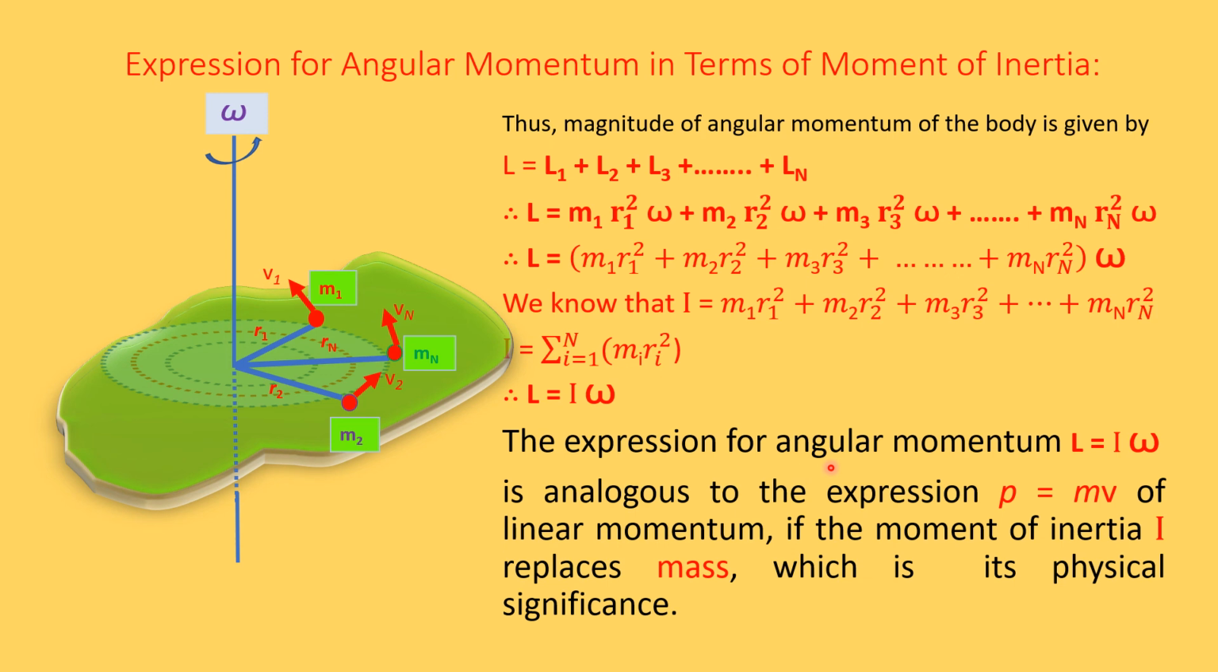This expression of angular momentum, L is equal to I omega, is analogous to the expression P is equal to mv of linear momentum, if the moment of inertia I is replaced by the mass factor m, and that is its physical significance.